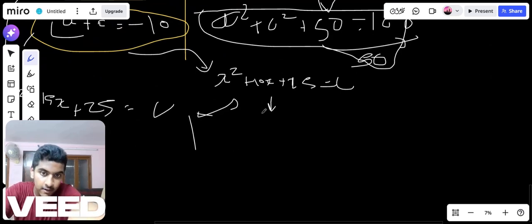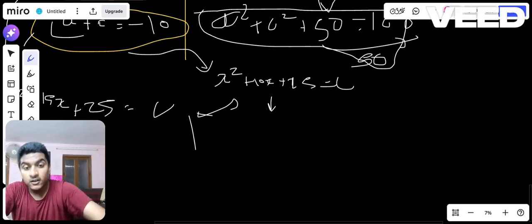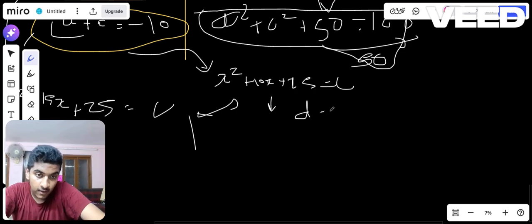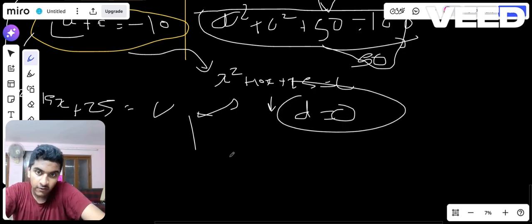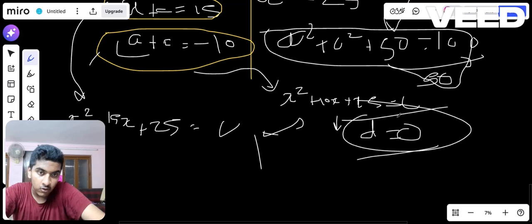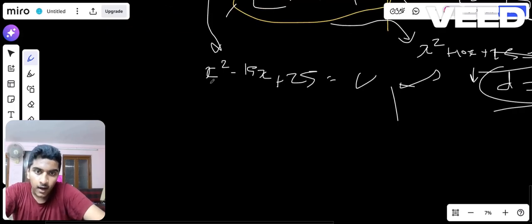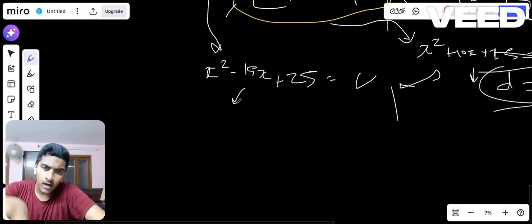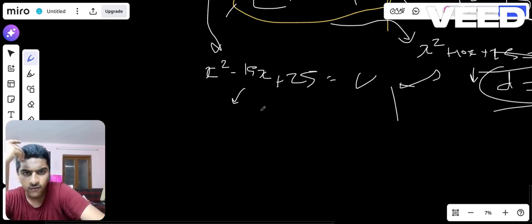So what would be the discriminant? B square, that means 100 minus 4ac, minus 25 into 4. So basically, can you see the discriminant is coming here to be equal to 0? Can you see? The discriminant is coming out to be 0. And from here, what will be the discriminant? B squared is 15 squared, 225. So that means it's root 25. That means basically positive.